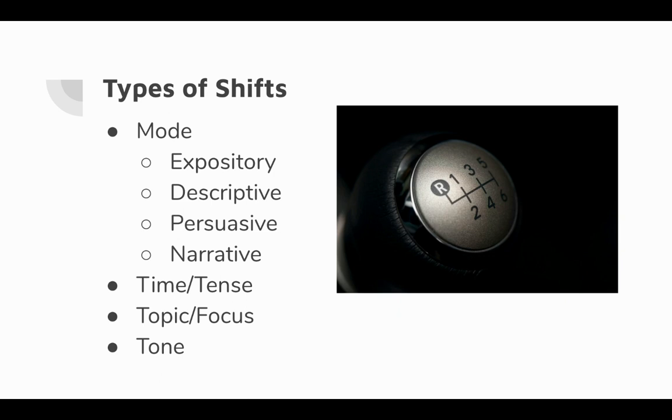Like you could use description, and that description may not be a switch in mode because a mode is your style of writing, but it could aid in your manipulation of the audience, basically. So let me talk to you about this.